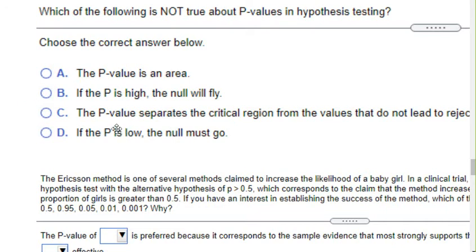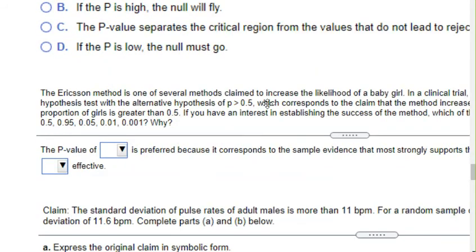So if you're trying to hedge your bets, it comes down to A or C. Now let's look at A. Is the p-value an area? Yes. Absolutely. Yep. P-value is an area, so that means the false one is C. And C wouldn't even make sense to you because we're not really taking that approach to our hypothesis testing, so great.